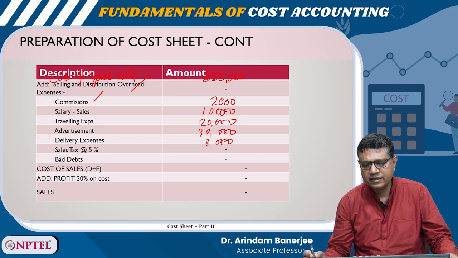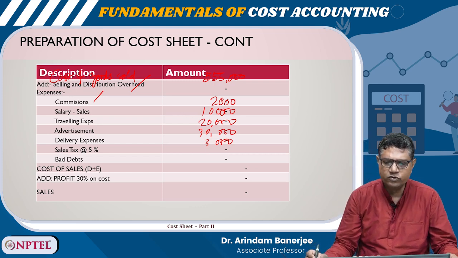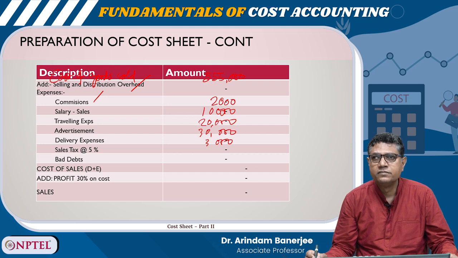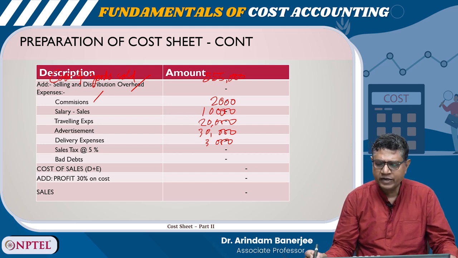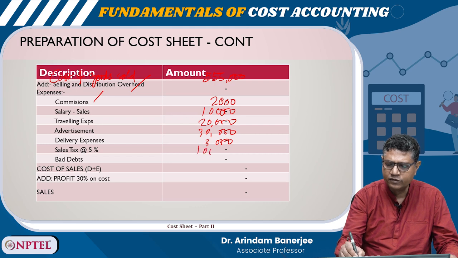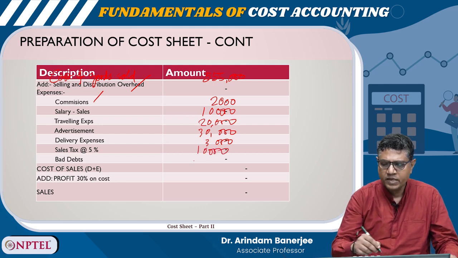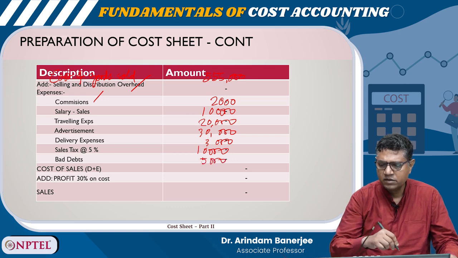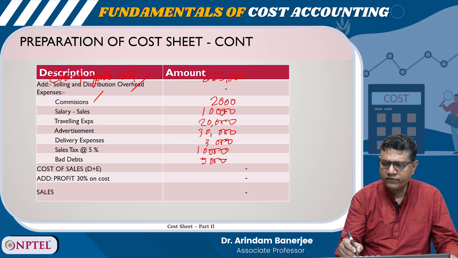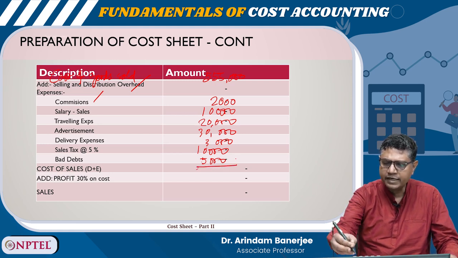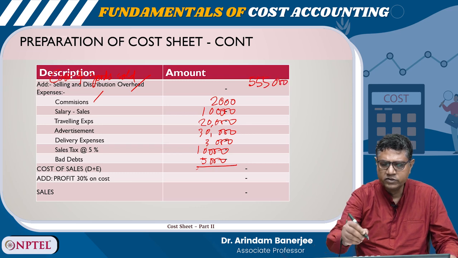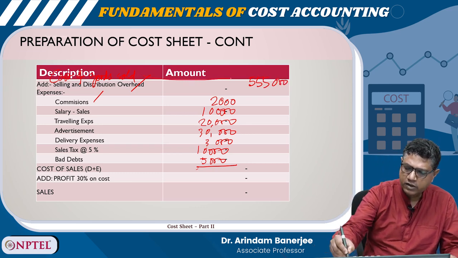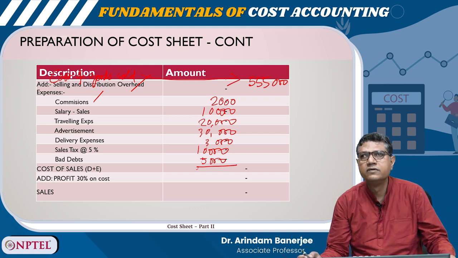Sales tax at the rate of 5%. Sales tax we do not know, we need to calculate, but anyway I can take, suppose it is again 10,000. Bad debts I am taking again 5,000. So, if I add all of these, let us write this in the outer column, then it will be easier to understand. So, I am writing it here 555,000, this is the cost of goods sold, fine.